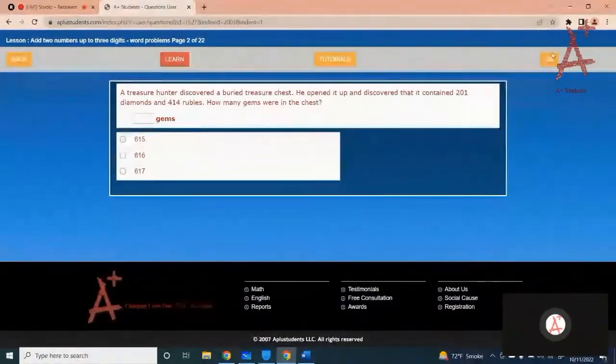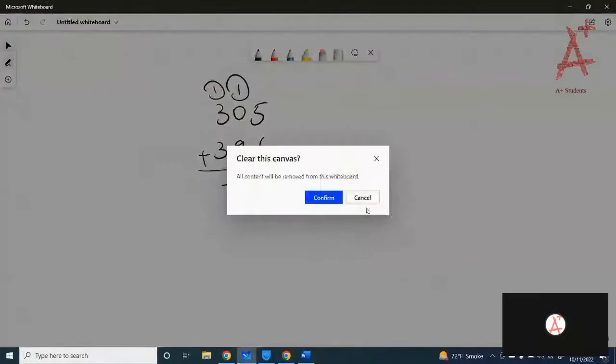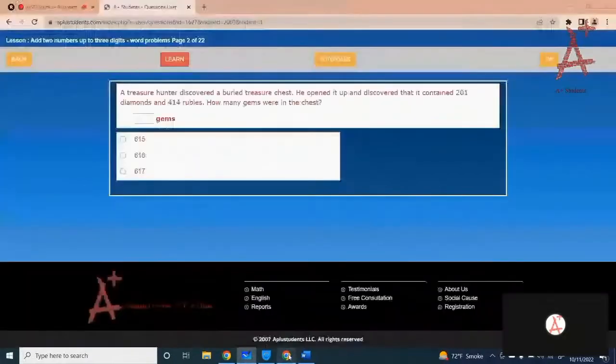Okay, the next one is a treasure hunter discovered a buried treasure chest. He opened it up and discovered that it contained 201 diamonds and 414 rubies. How many gems were in the chest? Got it? So you have to add both the rubies and the diamonds. Rubies are 414 and diamonds are 201. So just add 201 and 414. Got it?